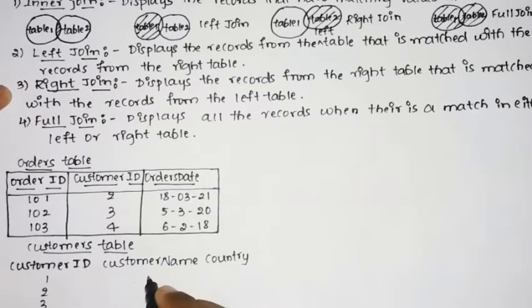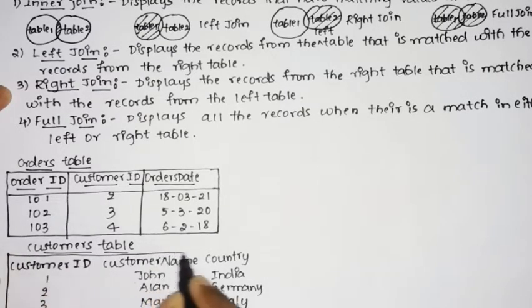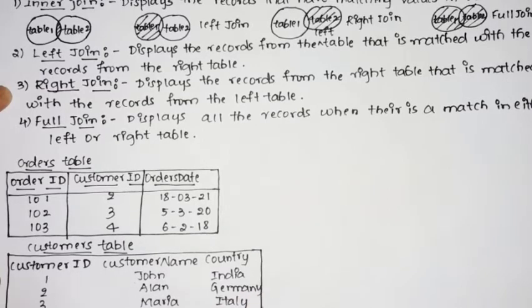For customer name, you can consider any name. I shall consider John Allen followed by Maria. So Maria is the name. After that, for country, we shall consider India followed by Germany, and after that Italy. So we have considered the customer table as well as the orders table.